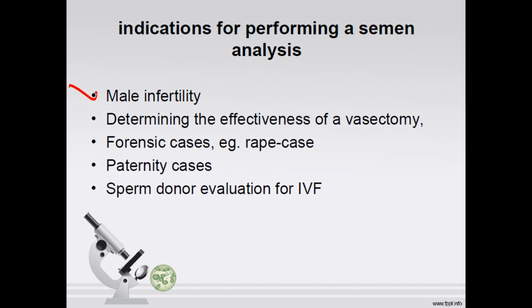First one is male infertility. Second one is to determine the effectiveness of vasectomy. Third one is forensic cases, like in the case of rape, in paternity cases, and sperm donation evaluation for IVF.